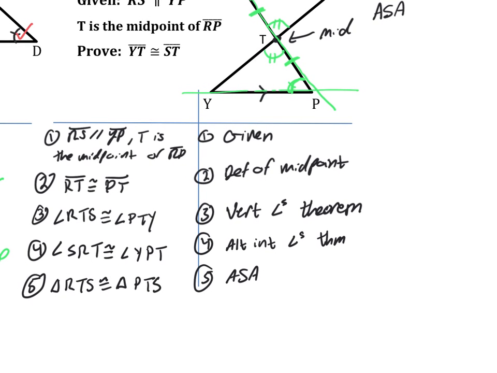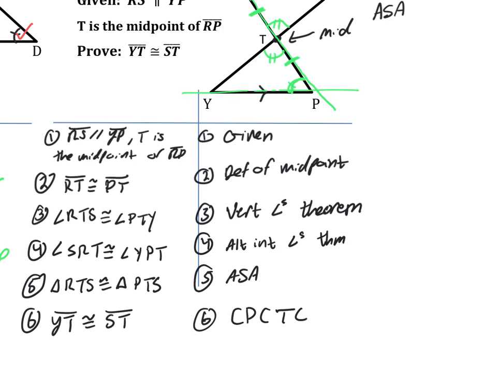Well, the nice thing about proving that the triangles are congruent is that now every corresponding piece in the triangles is congruent. So if the triangles are congruent, then by CPCTC, their corresponding parts are congruent. So in step 6, we can say YT is congruent to ST because of CPCTC, or corresponding parts of congruent triangles are congruent.